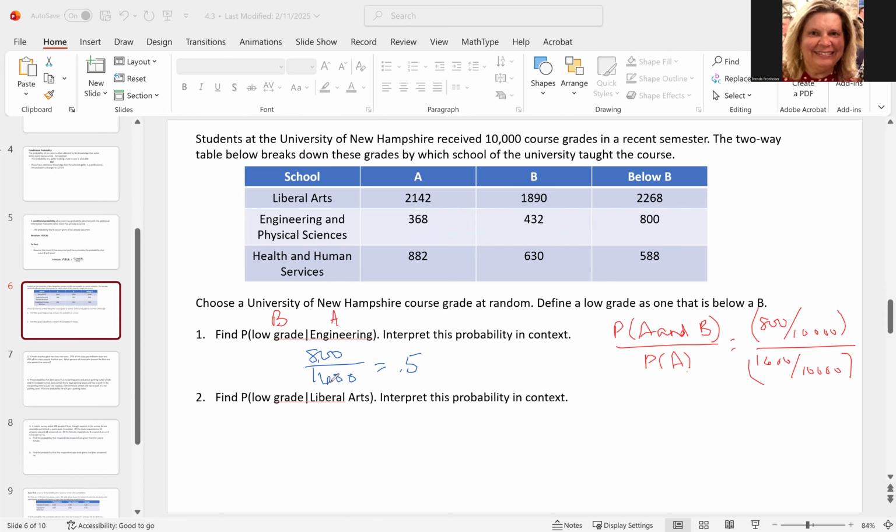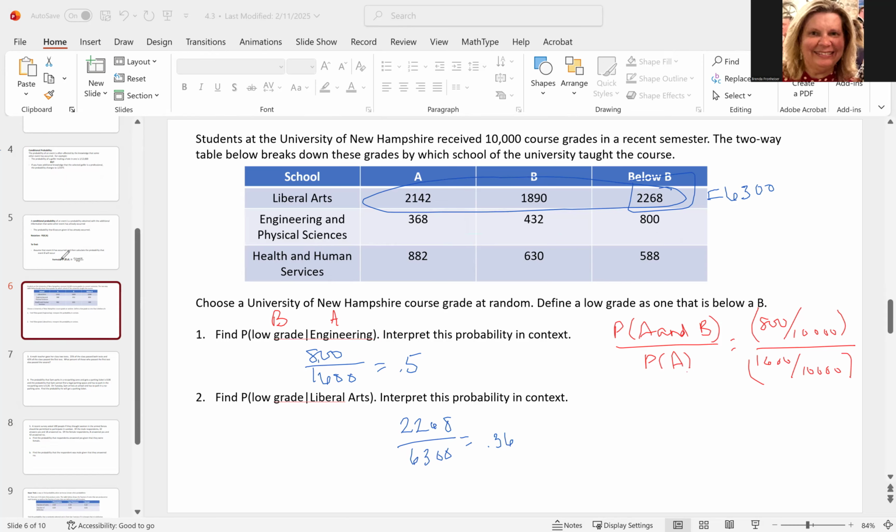Looking at another example. Probability that they got a low grade given they were in the liberal arts department. So my new population is the liberal arts department, and that total is 6,300. That's all of these. Here's our low grade. So that is 2,268 out of the 6,300 in the liberal arts department, which dividing gives you 0.36. Now, here again, if you have the raw data, I encourage you just to rationalize it out.